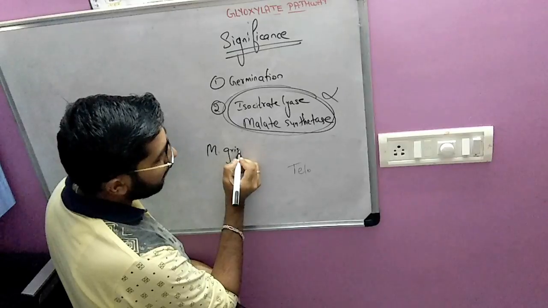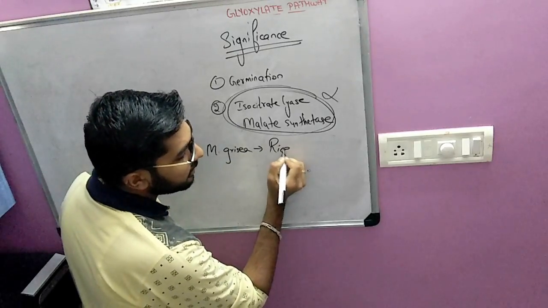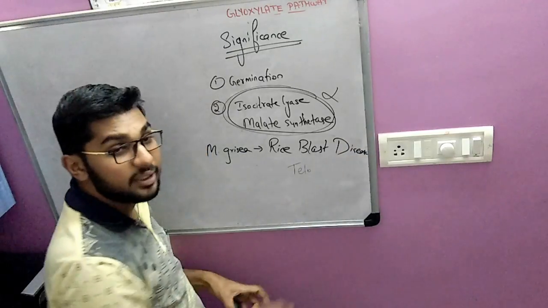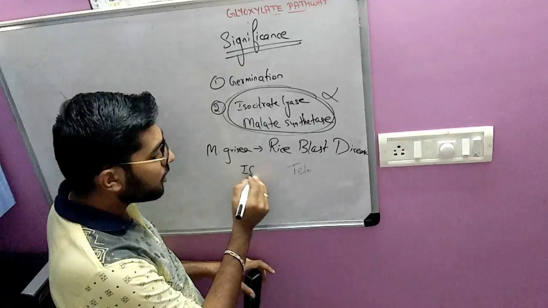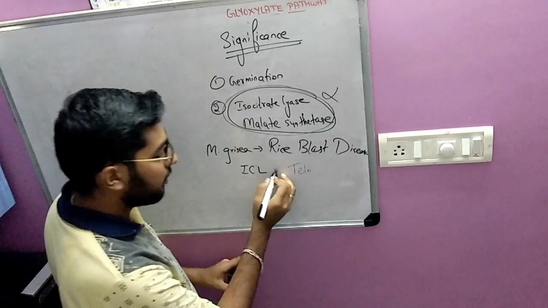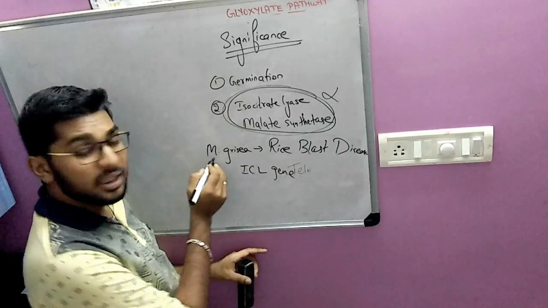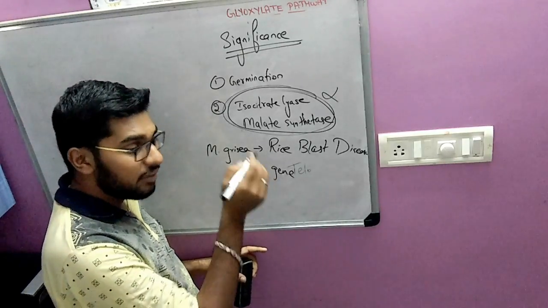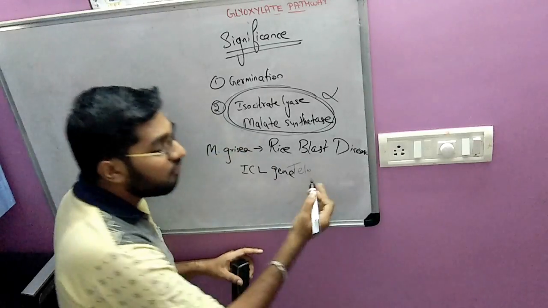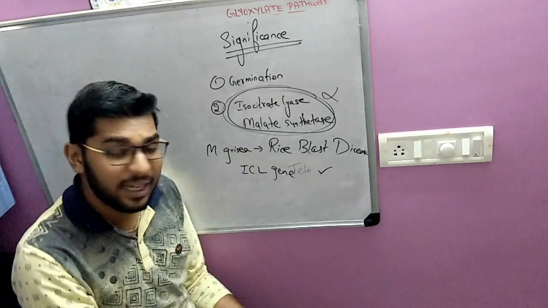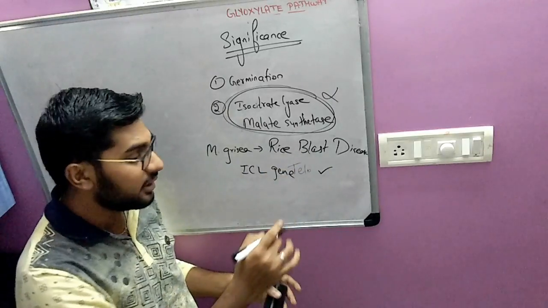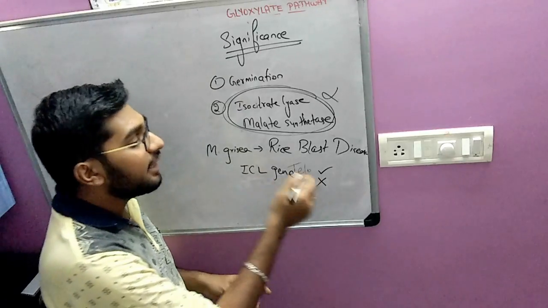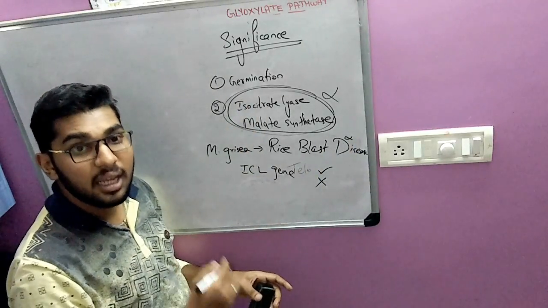Magnaporthe grisea. Magnaporthe grisea causes rice blast disease. What they did was they switched off the ICL gene itself. The ICL gene is present in this fungus. ICL stands for isocitrate lyase gene. If this ICL gene is activated or expressed, it causes rice blast disease. If this gene is deactivated, it does not cause rice blast disease.